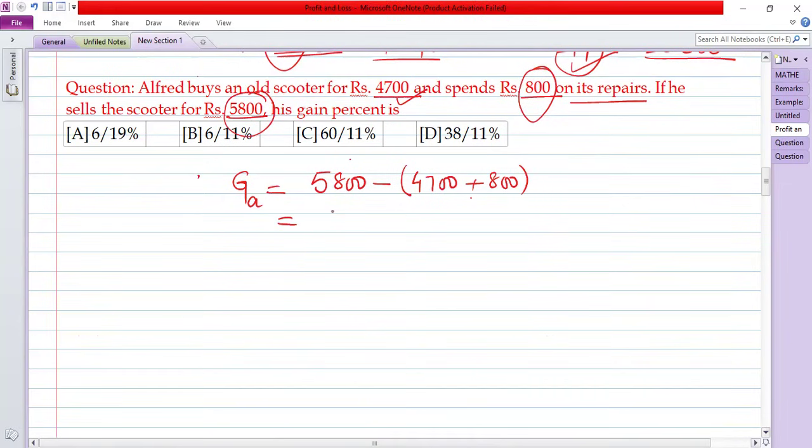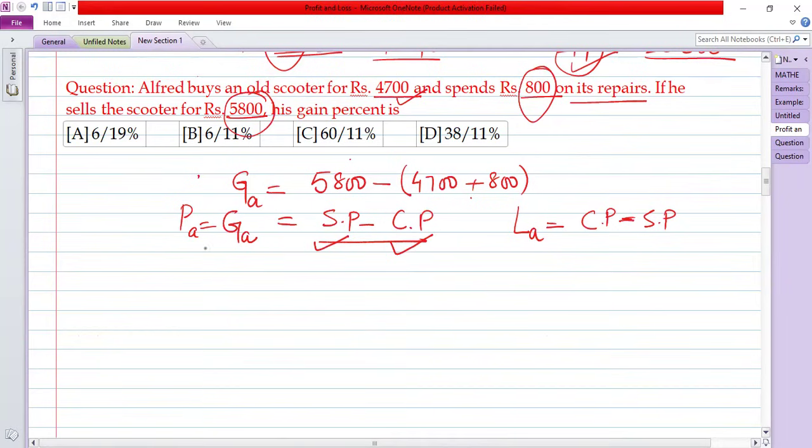So this is nothing but selling price minus cost price. This is the gain amount, or profit amount. And if it is a loss amount, then it will be nothing but CP minus SP. It is a natural thing: if our selling price is more than cost price, then we will have a gain, and if cost price is more than selling price, then we will have a loss. So here the gain amount is 5,800 minus this.